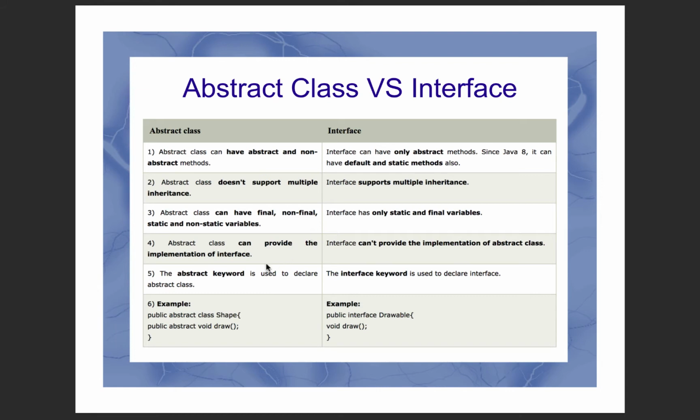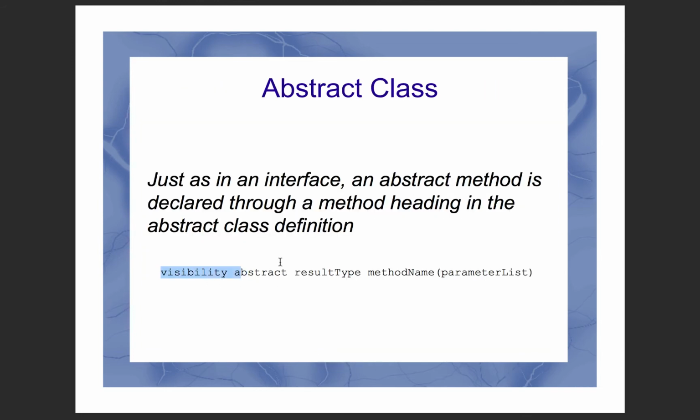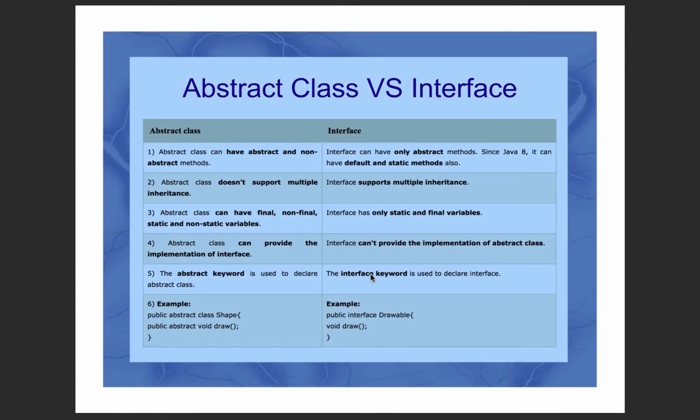An abstract class can provide the implementation of an interface. So an abstract class can implement some interface in the class. An interface cannot provide implementation of an abstract class because an interface cannot provide any kind of implementation. However, an abstract class can provide some implementation of the method, which is non-abstract. The abstract keyword is used to declare an abstract class. We have seen that the abstract keyword is used to create an abstract class, and the interface keyword is used to declare an interface. So this is one example of an abstract class, and this is one example of an interface. These are the differences between abstract class and interface.